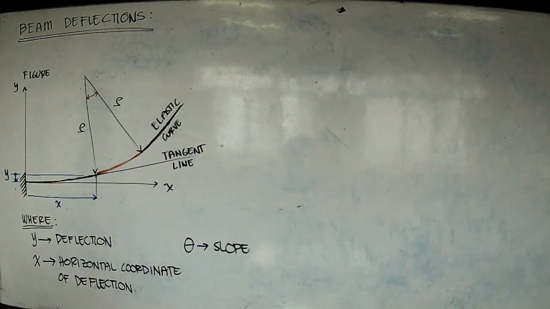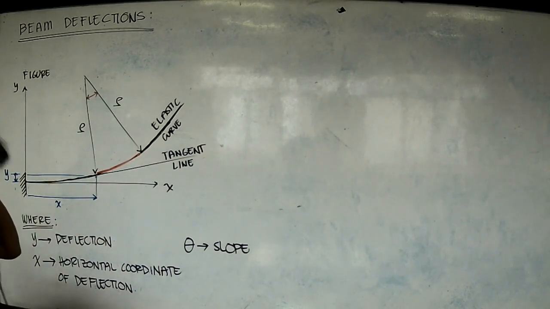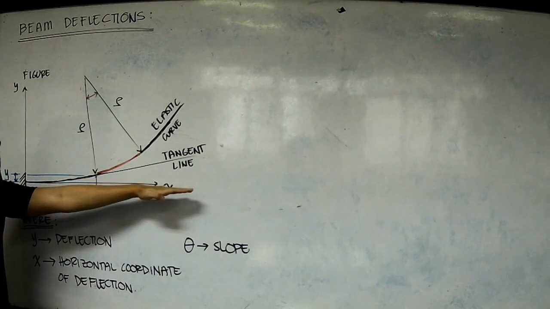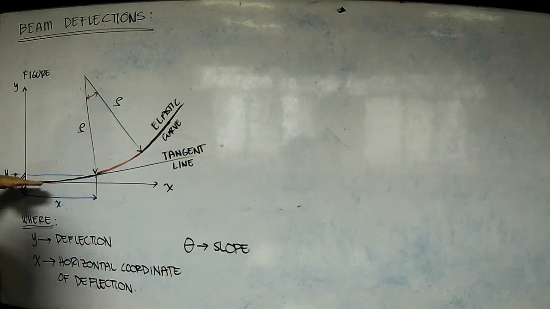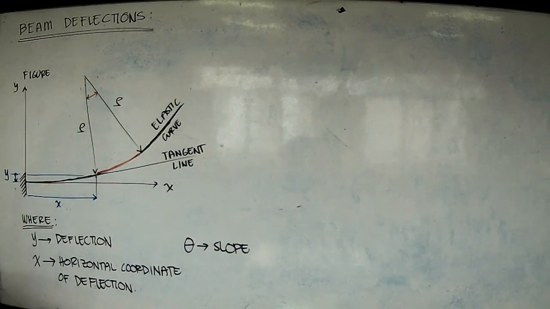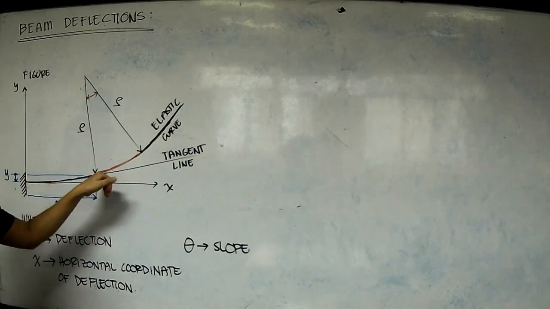Now, let's take this figure for example. We have a cantilever beam whose original shape is straight. Then we impose a deformation, or rather a deflection, in which it deflects this way. Okay? Now let's start from our referencing here. This is our origin. Now, we take a very particular point on the beam.